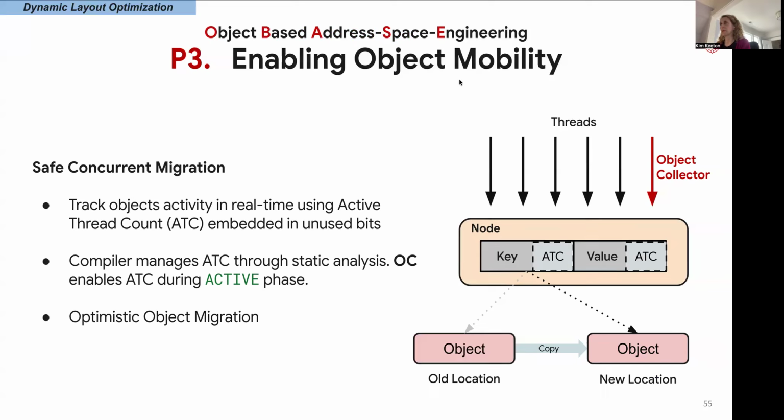We need this condition to say when it is safe to move an object from one location to another. Only when this active thread count is 0 is the object collector confident to move the object from one heap to another. Even then, it uses an optimistic object migration protocol. It tries to migrate an object, allocating and copying the data. But if it sees that there was a reference to it, it just abandons the work and moves on to the next object.